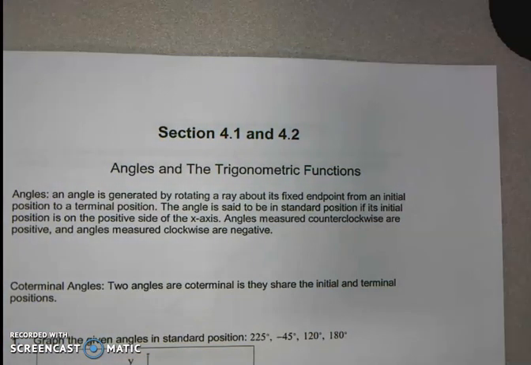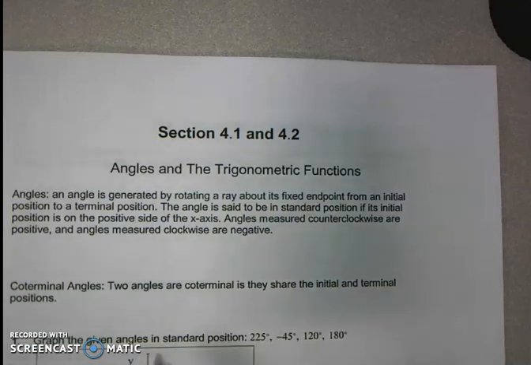Sections 4.1 and 4.2. In 4.1, we're going to talk quickly about angles, and then in 4.2, we will talk about the trigonometric functions. Okay, so I'm sure if I asked you, hey, what's an angle? You have a pretty good idea what an angle is.